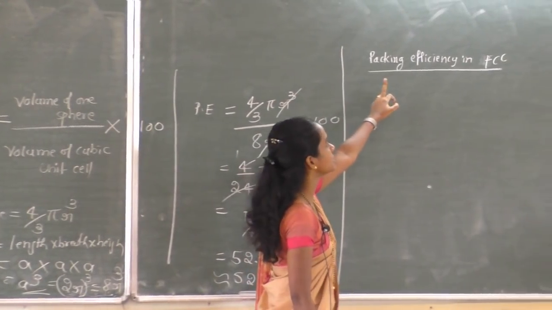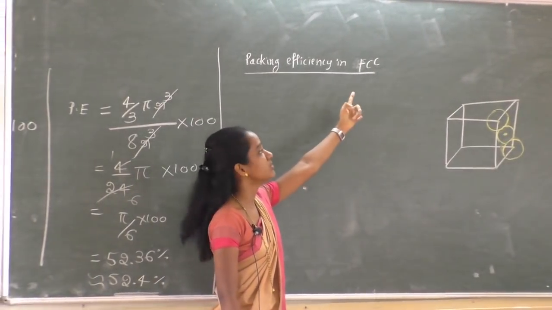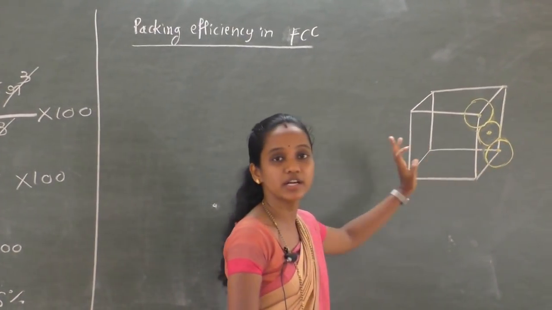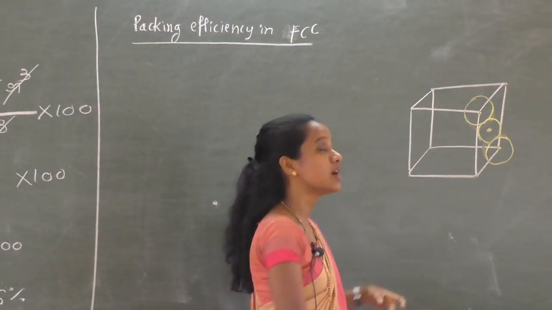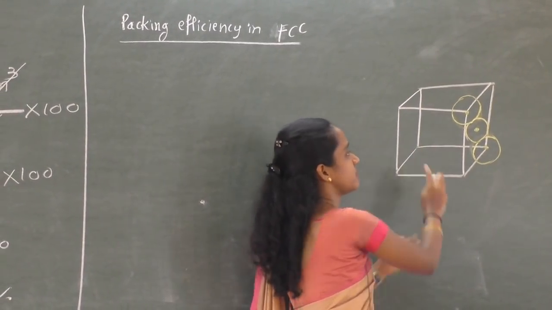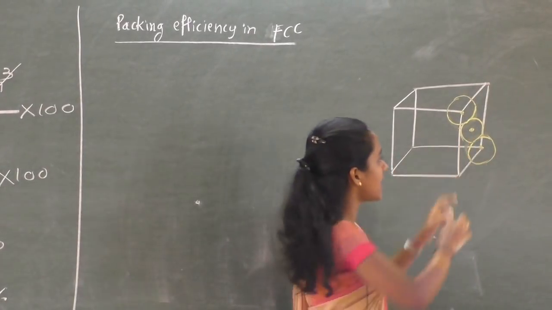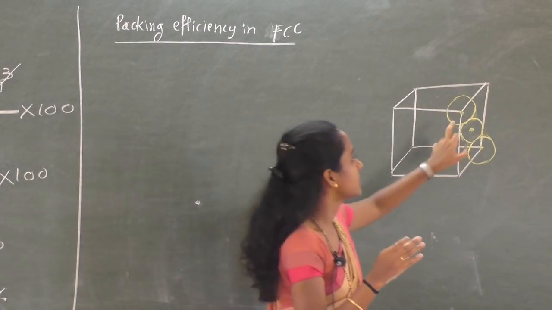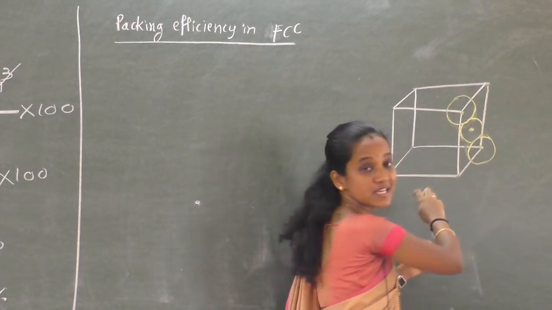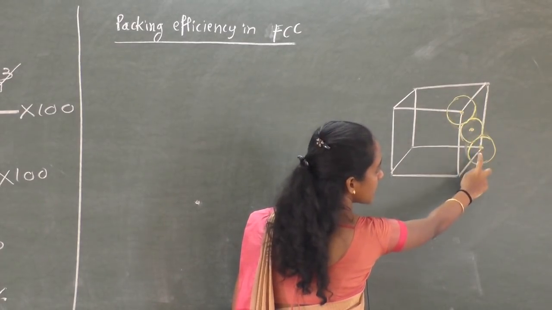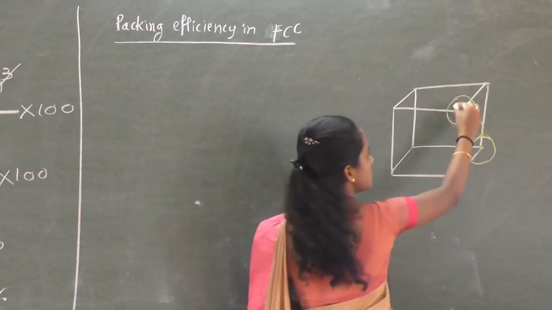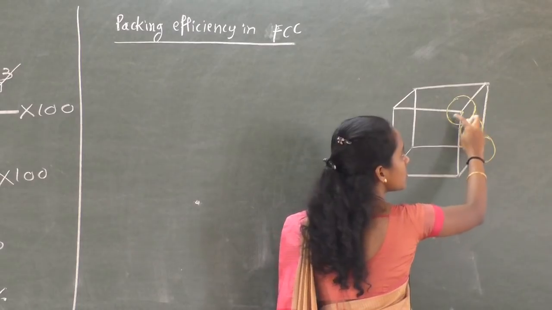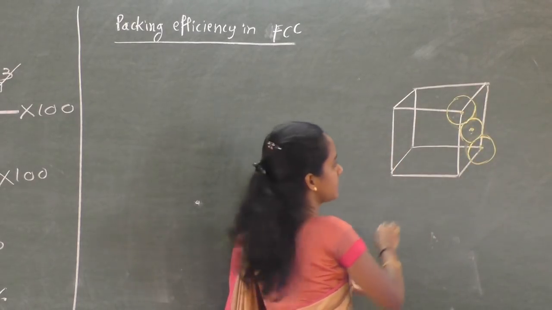Now let us calculate the packing efficiency in FCC, in face-centered cubic unit cell. What do you mean by an FCC or a face-centered cubic unit cell? In this type of unit cell, along with the corner particles, we have a constituent particle at the center of every 6 faces. For the calculation, I'll consider only this face. You can see here, I'll consider 2 corner particles here. These are the corner particles, and this is a particle which is present at the center of this face. Clear?